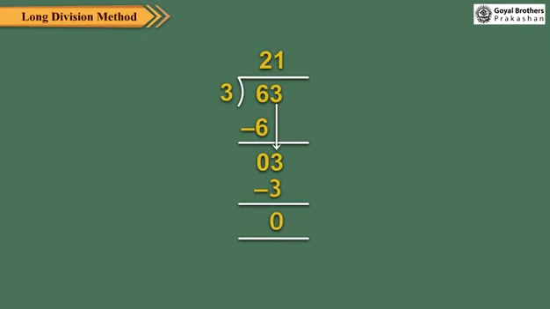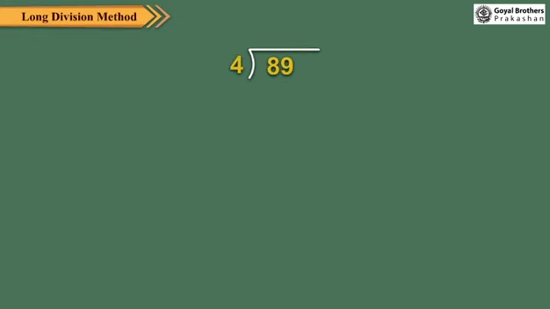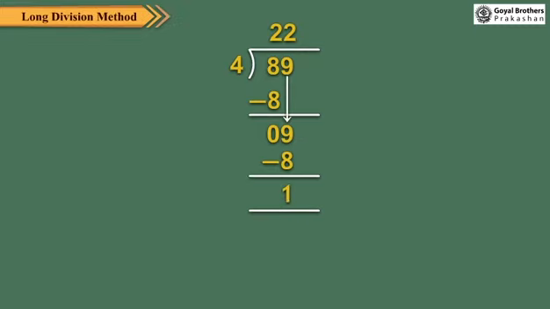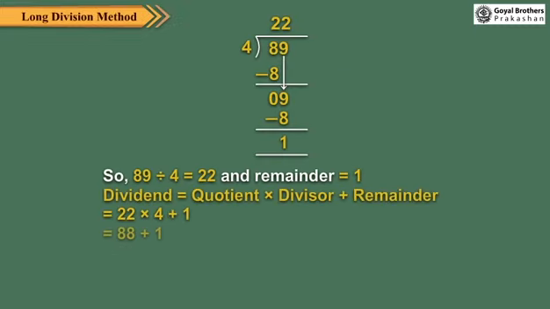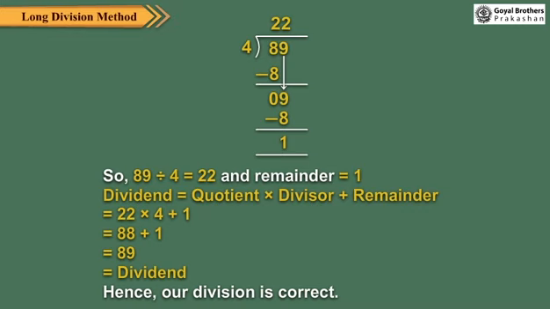We know 3 into 1 is equal to 3. So write 1 in the ones place of the quotient and 3 below 3. Subtract 3 from 3. So we get 63 divided by 3 is equal to 21 and remainder is equal to 0. Similarly, you can do this: 89 divided by 4. We can check the answer of the division by the division algorithm given here.